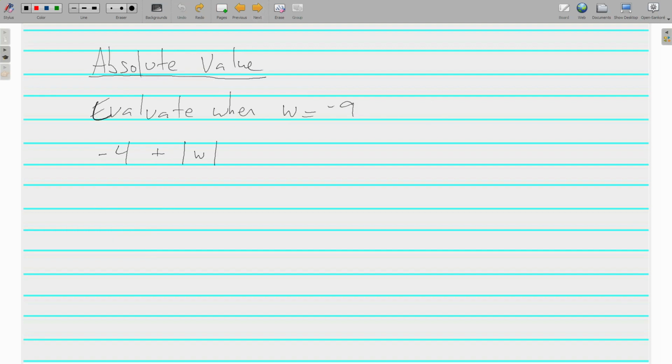We've talked about absolute value before. Evaluate when w is equal to negative 9. Okay, so we've got the negative 9 in for the w. And remember, absolute value is a distance from 0. So we're actually going to do that first. And how far is negative 9 from 0? Well, it's 9 away from 0. So negative 4 plus 9 is a positive 5.